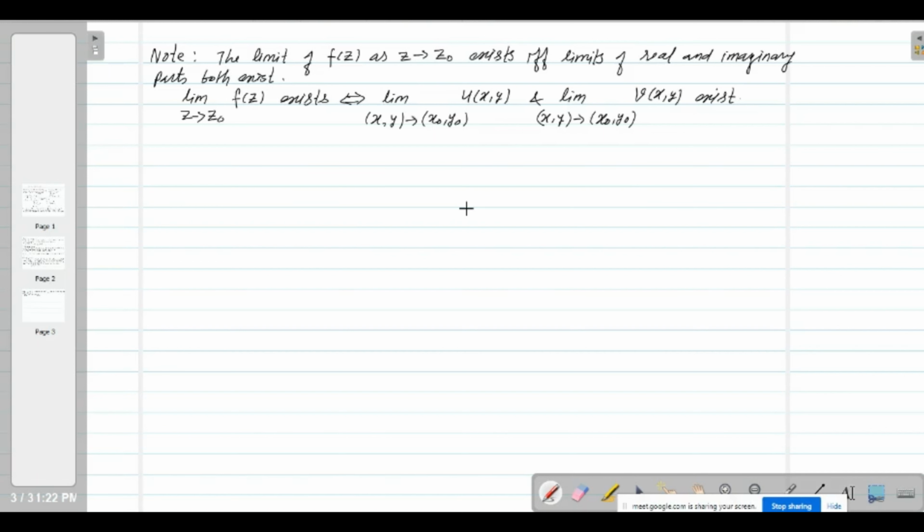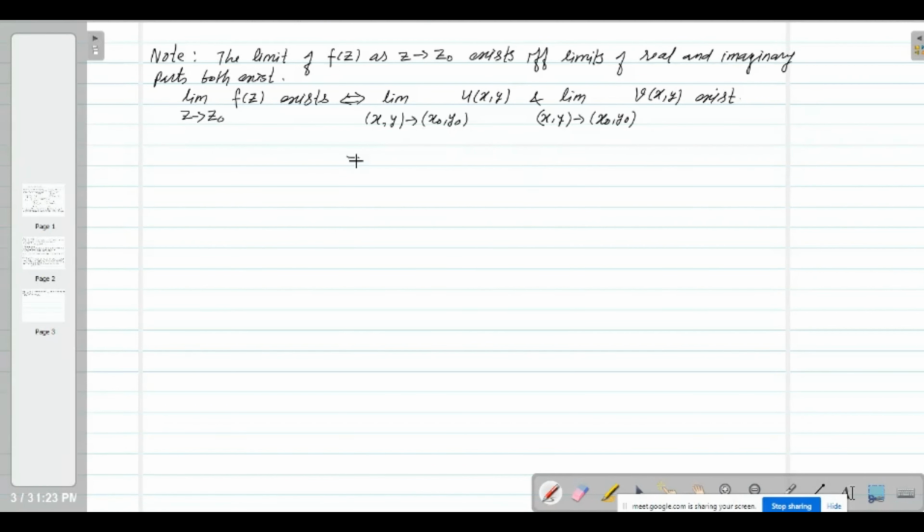Getting the definition of limit? Yes, sir. It means your f consists of two functions u and v. If I apply the limit as z tending to z naught, then the limit of function f of z as z tending to z naught exists if and only if the limit of u as z tending to z naught exists as well as the limit of v as z tending to z naught exists. Getting?